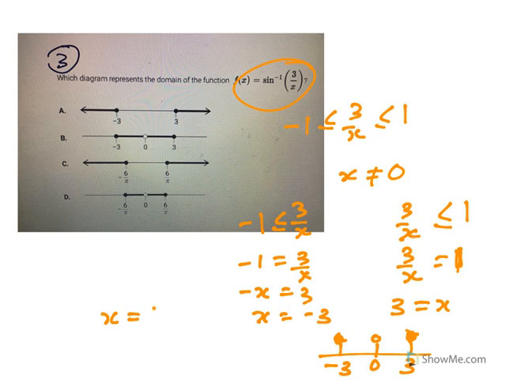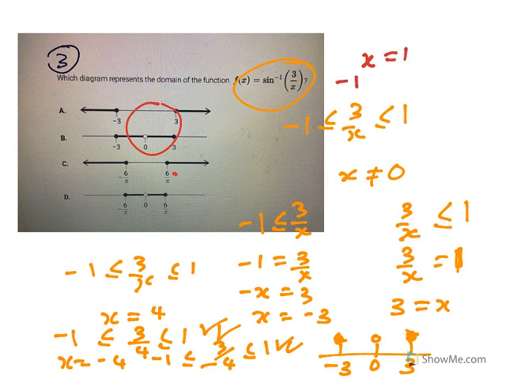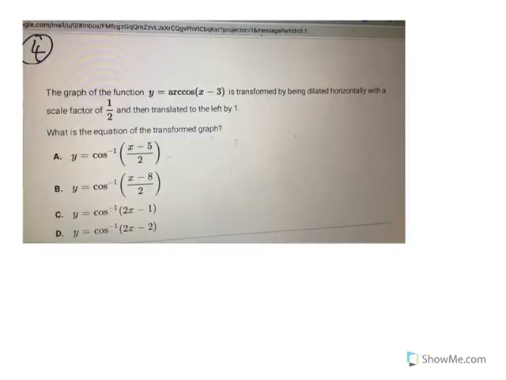So let's just try a point. If you put in x equals, say, 4, then 3 on 4 will be in between 1 and minus 1. So I'm just putting it into here to see if it's true. So x equals 4 will work. X equals minus 4: minus 1 is less than or equal to 3 on minus 4 is less than or equal to 1. That works. And then I'm just going to try something that's inside here. So if I put in x equals 1, minus 1 is less than or equal to 3 on 1 is less than or equal to 1. That's not true inside. So it's got to be on the outside. So it's going to be A.